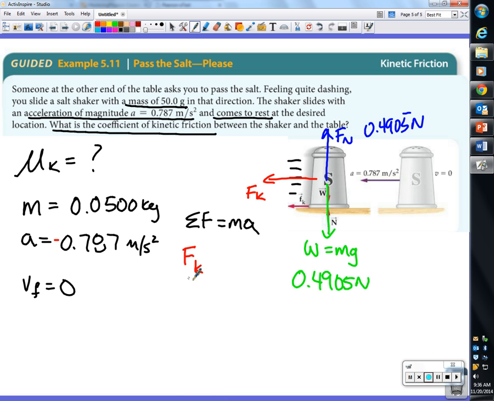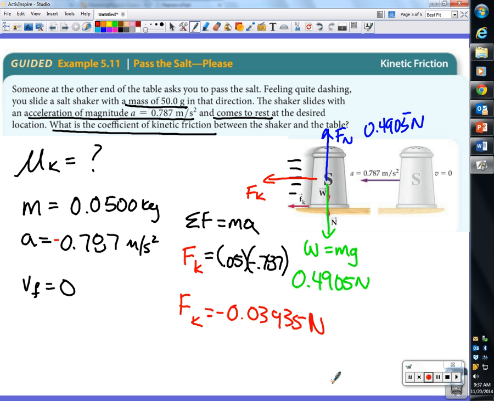And then, at the beginning, they gave us the mass, 0.05. The acceleration, negative 0.787. And so we should be able to figure out the frictional force that is acting on this object. Say again? Negative 0.935? But it's also negative because it's going in which direction? The opposite direction. And it's a force, so it should have newtons on it, right?